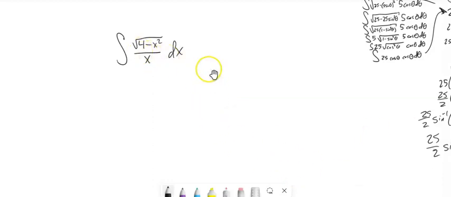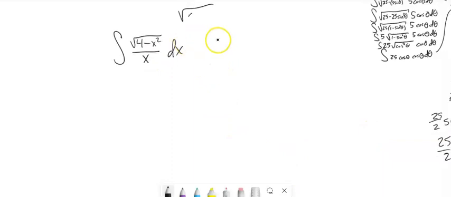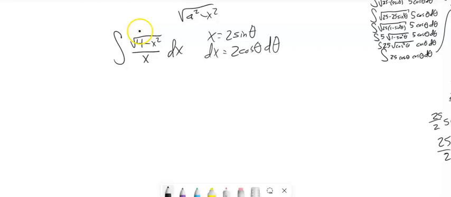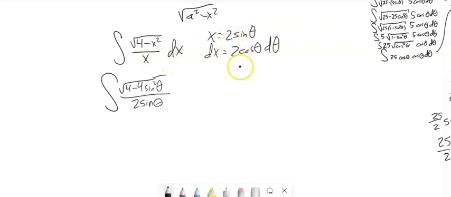So what I notice is this is in that form, the square root of a squared minus x squared. And in this case, a is 2, right? A squared. So here's my substitution. That means that the derivative of that is this. And what's about to happen happens every time. We substitute this in. 4 minus x squared. If I square this, I get 4 sine squared theta. Okay, that's 2 sine theta. Dx. Notice dx is 2 times cosine theta times d theta.